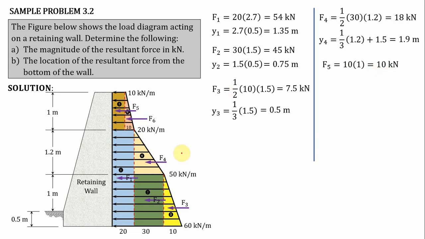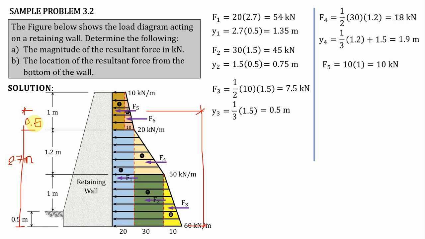How about its location from the bottom, class? Its location from the bottom is 0.5 plus 1 plus 1.2, and that is equivalent to 2.7, class. That is 2.7 meter. Since rectangular naman yan, so half ng 1 meter, so plus 0.5 meter yan.